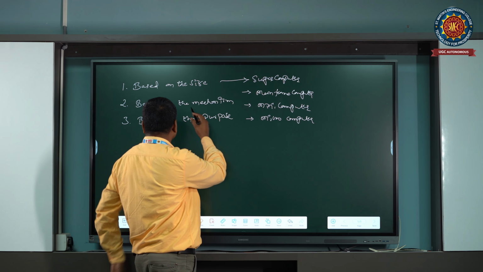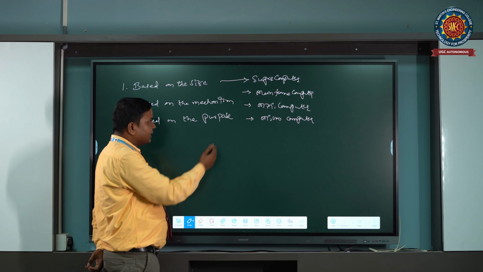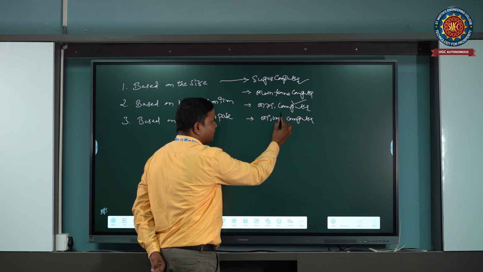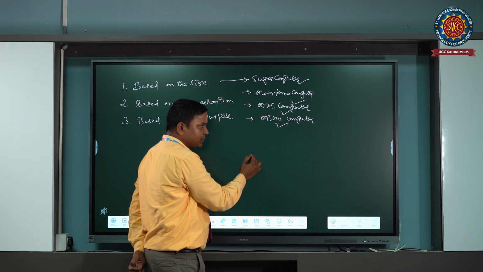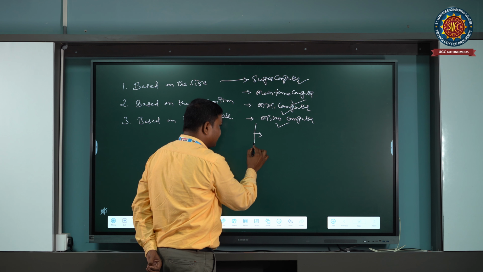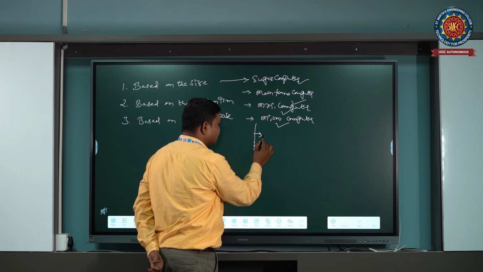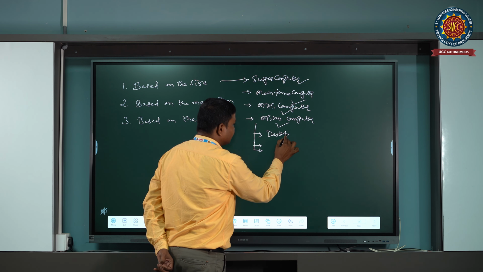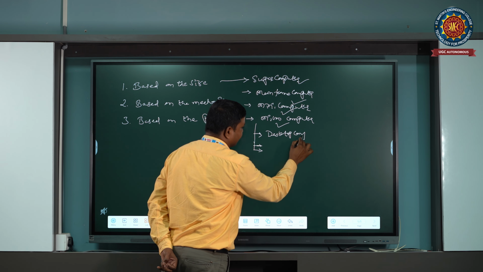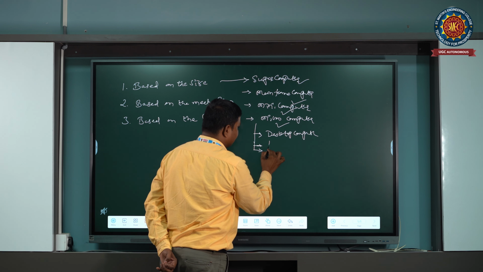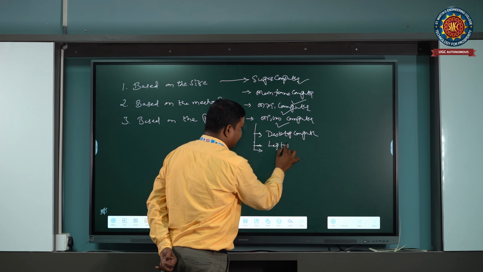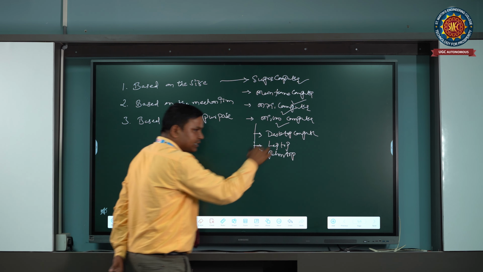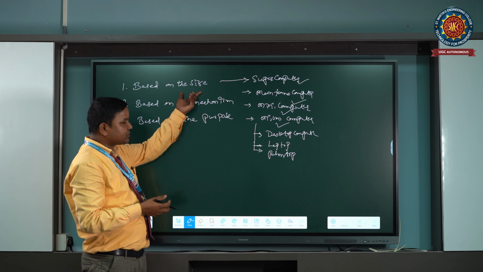First, based on the size, computers are divided into different categories: the supercomputer, mainframe computer, mini computer and microcomputer. The microcomputer is divided into the desktop computer, the laptop computer, and the palm top. So these are the different computers based on the size.